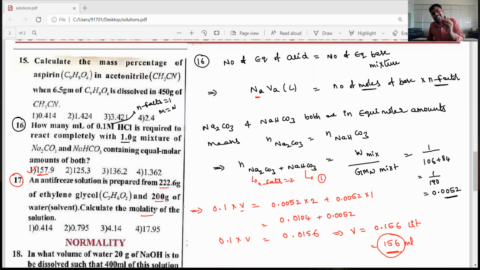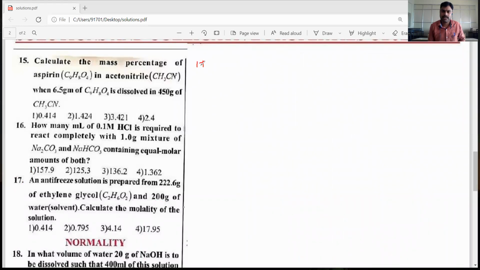Here the solute is ethylene glycol and the solvent is water. They gave the solvent weight and the ethylene glycol weight also. Simply we have to find the molality of the solution. Now it's very easy and very clear also. The molality formula is equal to Wb by Mb, the weight by gram molecular weight of solute, into 1000 by weight of solvent in grams.